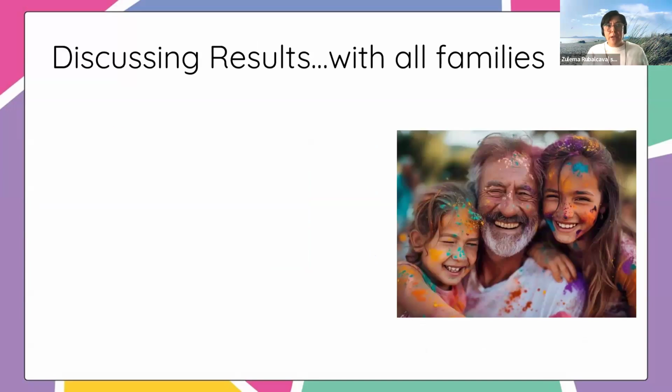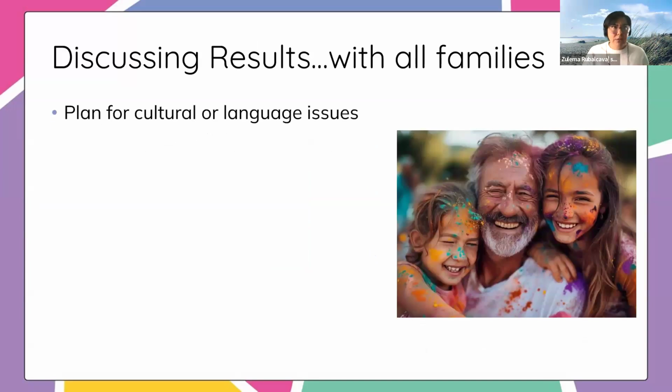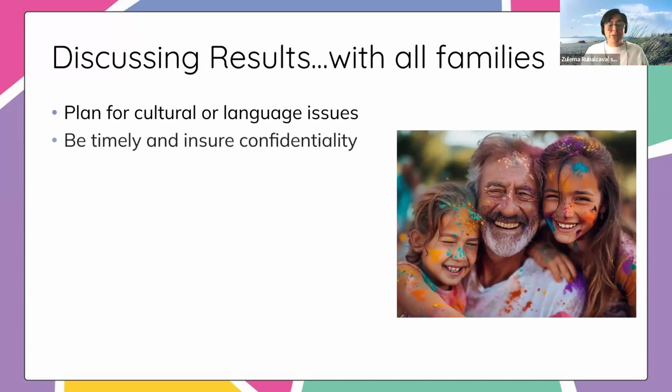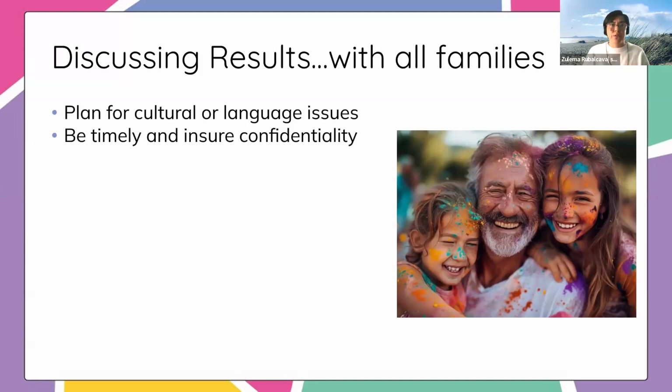We want to make sure that if we have families where there's a language issue, right, they might be more comfortable in a different language, that they have access to somebody with that language. We want to make sure that we're doing it in a timely manner and in a place that's comfortable and private, where you don't want to share results with other families around, right? We want to make sure that families know that we are treating their information with sensitivity and privacy and confidentiality. We always want to start by celebrating the child, right?